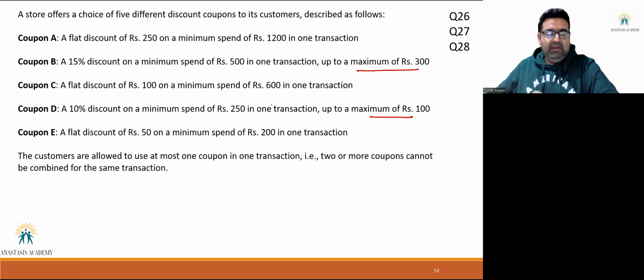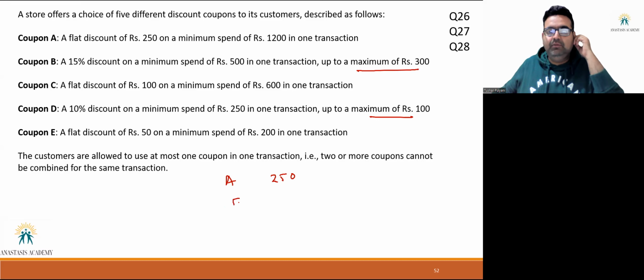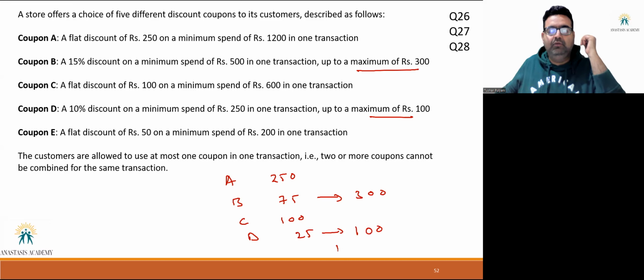right? See, here coupon A, let's talk about the maximum, right? Coupon A is a coupon of 250, right? Coupon B, 15% of 500, 75, till 300. So there is a min max to this. Coupon C is of 100. Coupon D is again in a range, 10% of 250 will be 25 and up till 100. And coupon E is a flat of 50.